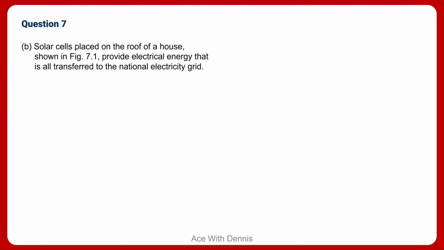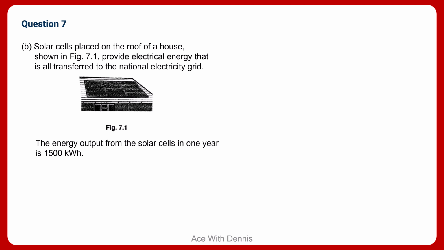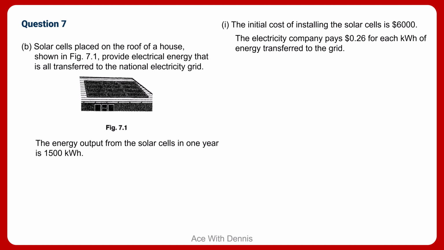B. Solar cells placed on the roof of a house, shown in figure 7.1, provide electrical energy that is all transferred to the national electricity grid. The energy output from the solar cells in 1 year is 1,500 kilowatt hours. Part 1. The initial cost of installing the solar cells is $6,000. The electricity company pays 26 cents for each kilowatt hour of energy transferred to the grid.